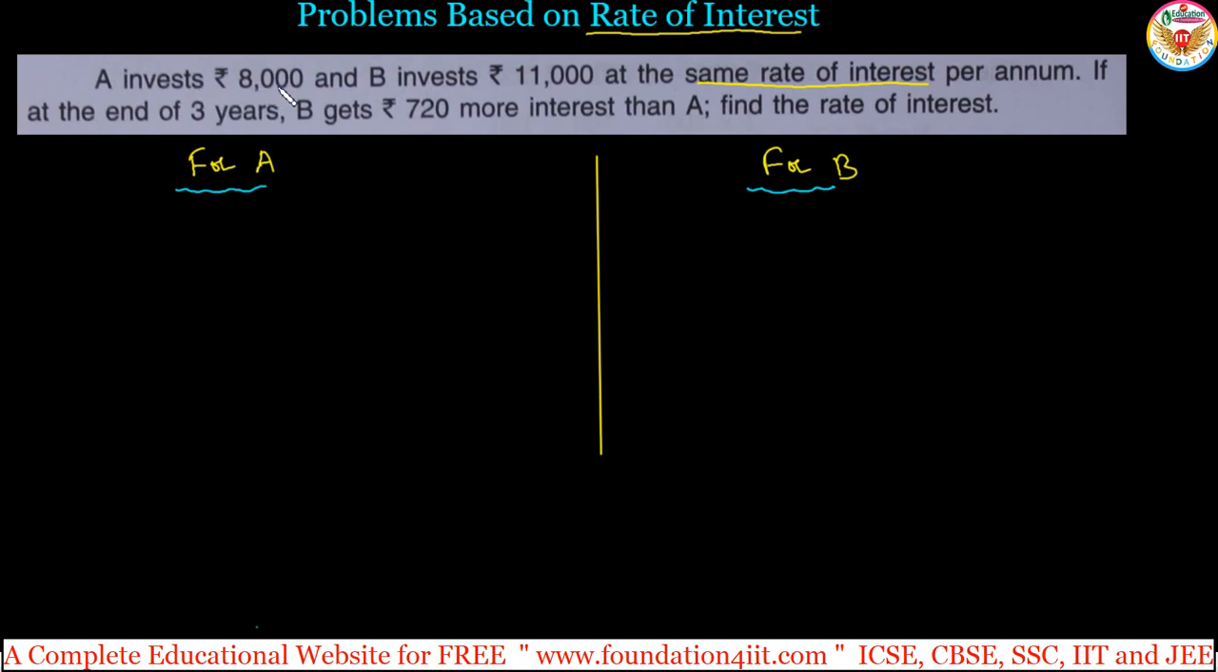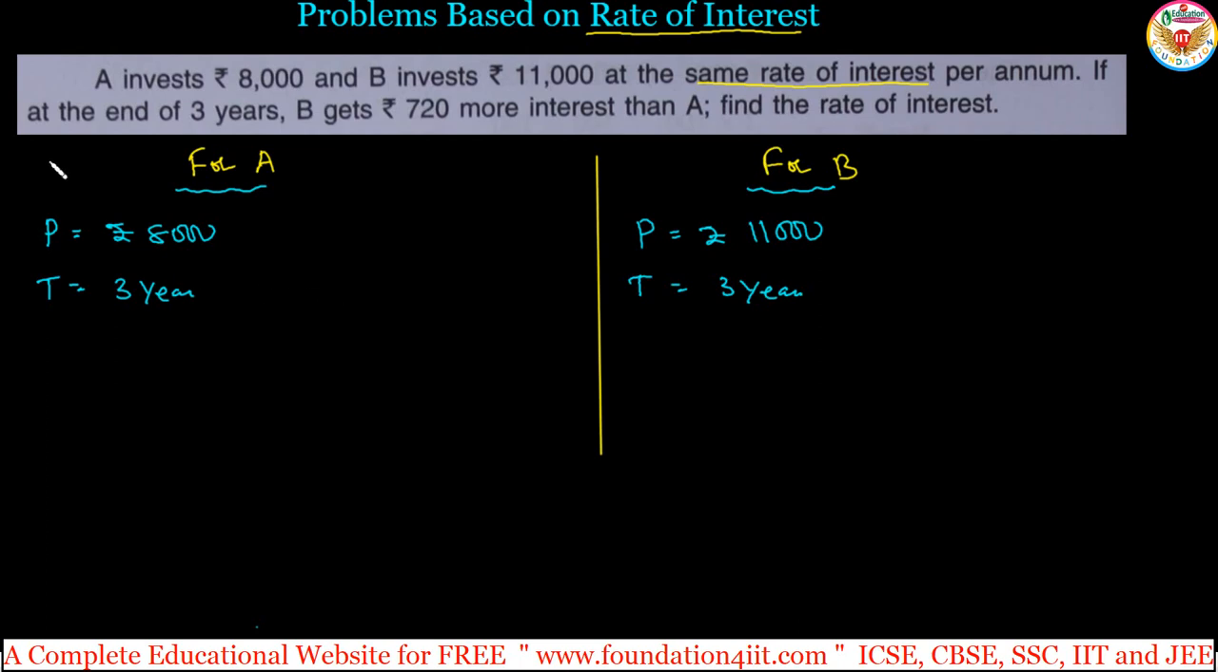Okay, A invests rupees 8,000. So the P value for A is rupees 8,000 and the P value for B is rupees 11,000, right? And the same rate of interest for both. Then in this case, at the end of the 3 years, the time period is 3 years here, and it is also the same time for both. So 3 years. Right. Now let us apply these values.